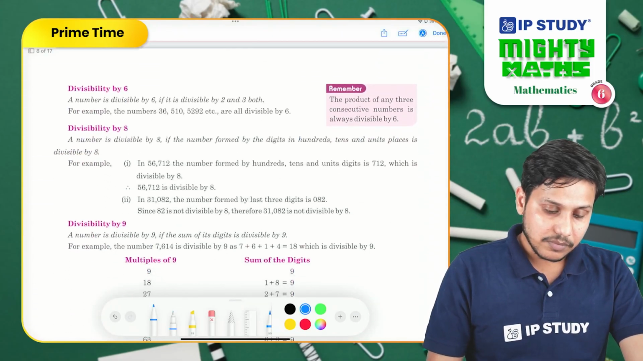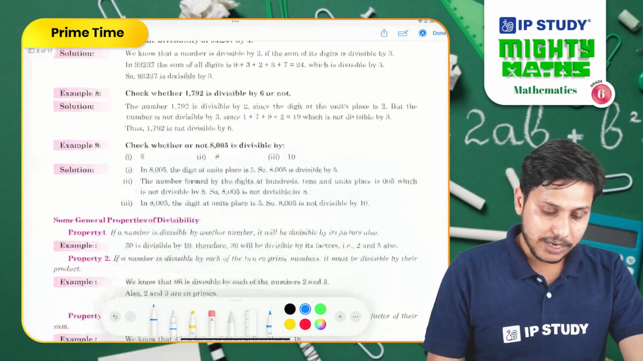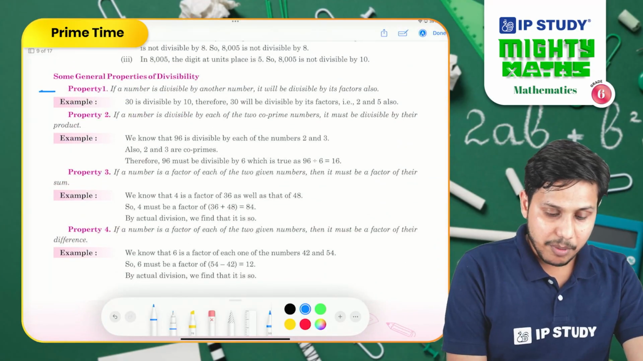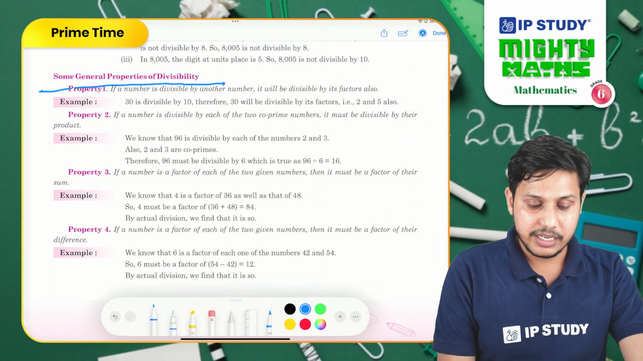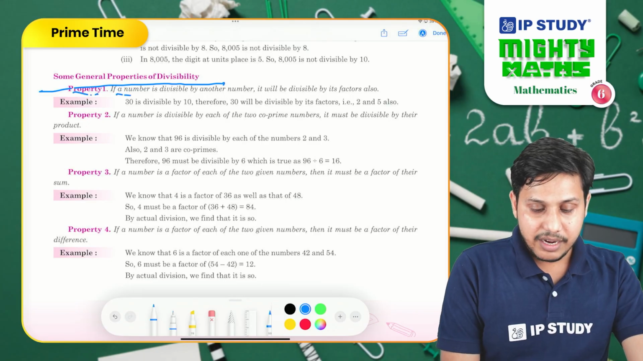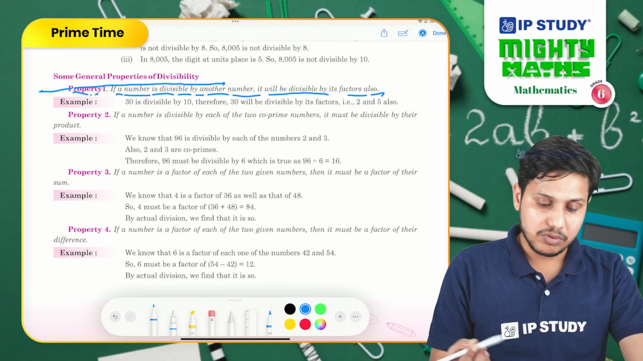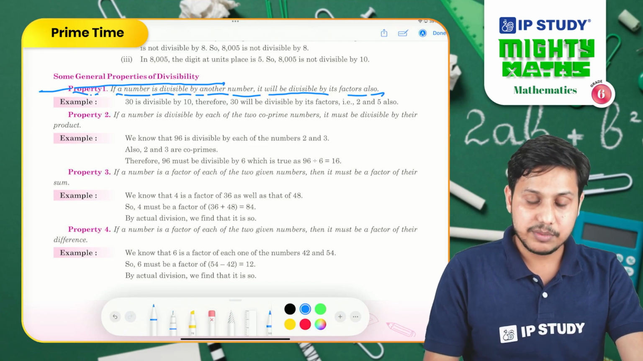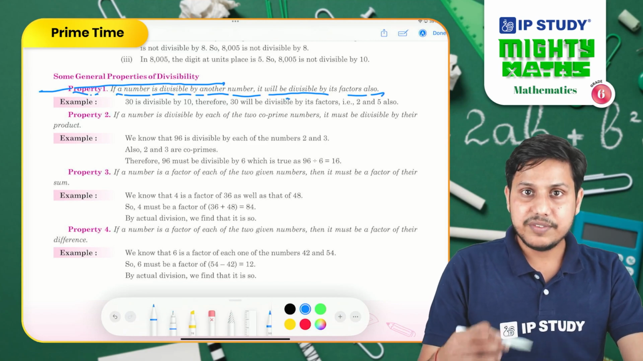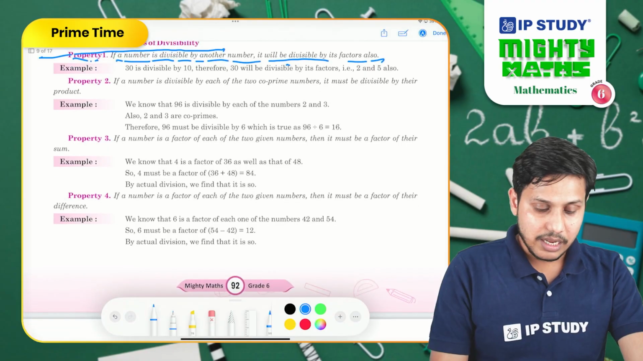Yes. Moving to the next topic, some general properties of divisibility. One is, if a number is divisible by another number, it will be divisible by its factors also. It is quite obvious that if a number is divisible by another number, then it will be divisible by its factors also. Yes. Property 2.